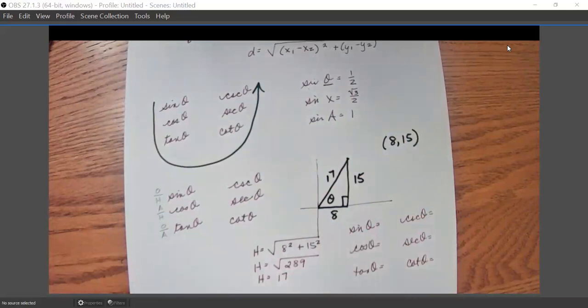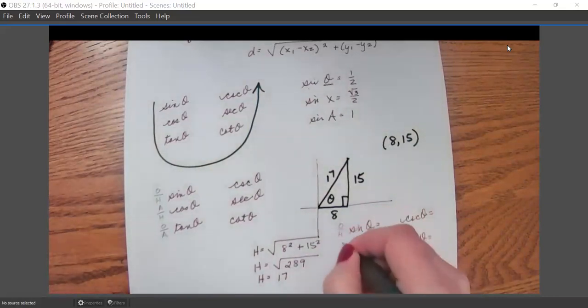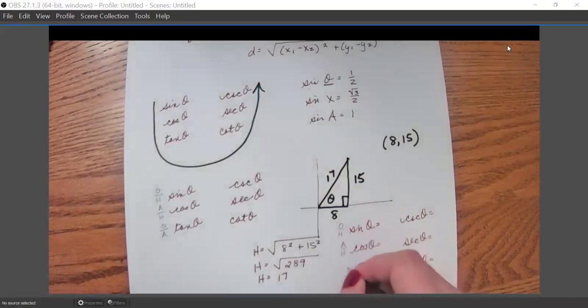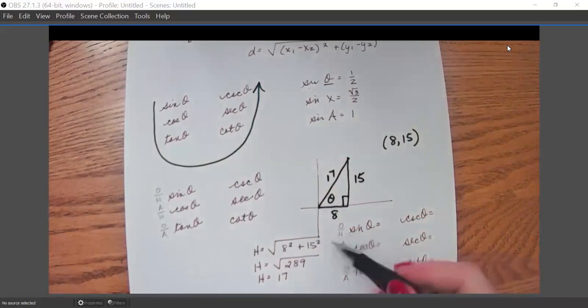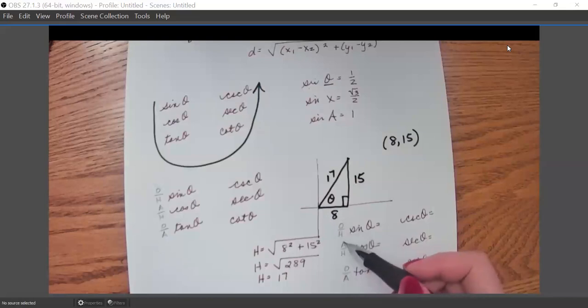Remind myself which sides of the triangle are used for each of these trig functions. O stands for opposite side, H stands for hypotenuse, A stands for adjacent side. An opposite side is not touching the angle. The hypotenuse, of course, is the longest side of the triangle. And the adjacent side is touching the angle.